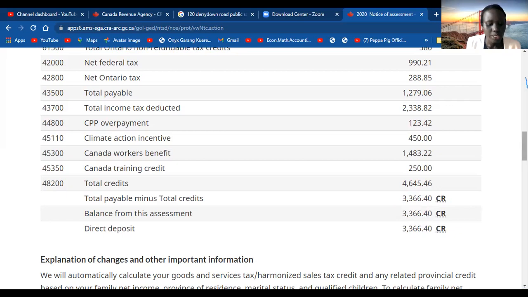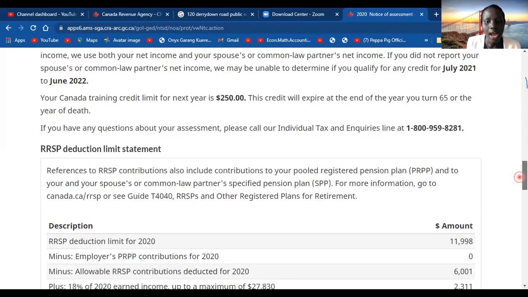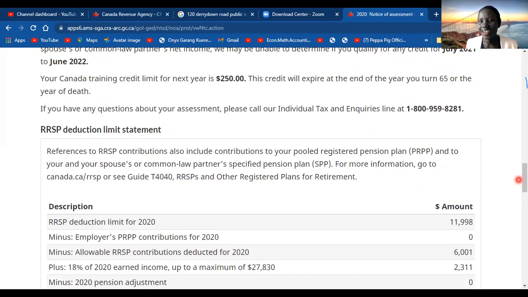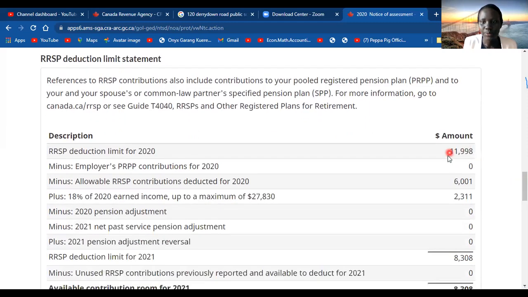But when we go down here, we will now see how they calculate my current year RRSP contribution room. Today, how much do I have to contribute to my RRSP account if I have that money? Here they will start with 11,998, which was my 2020 deduction limit.